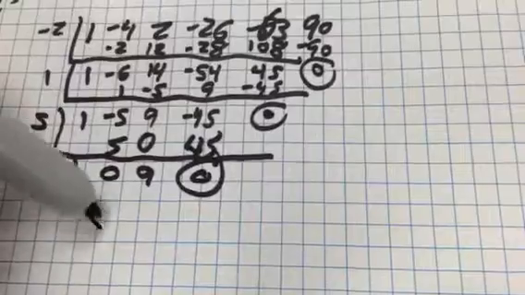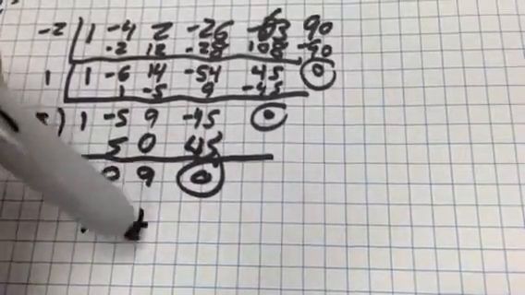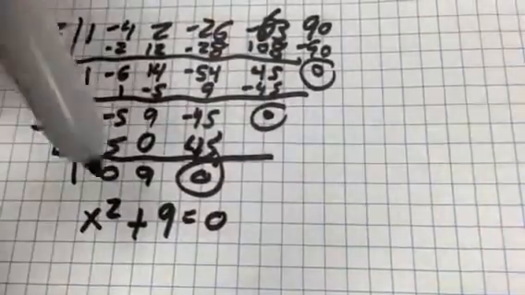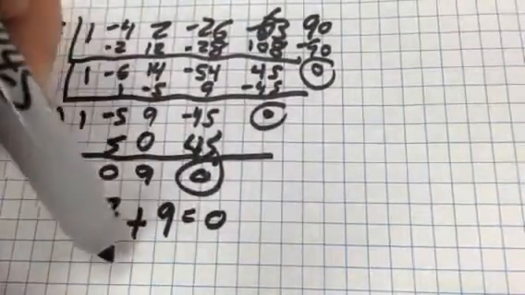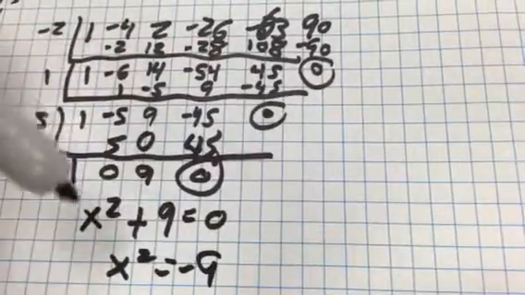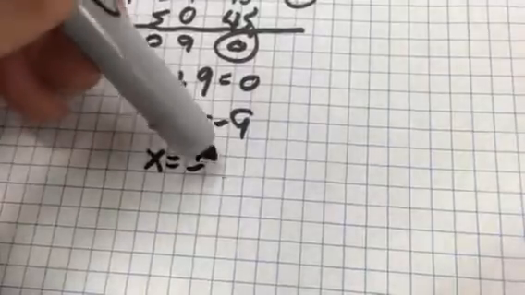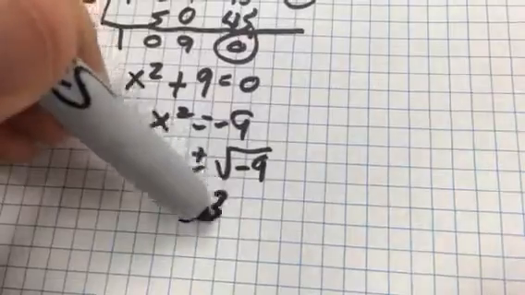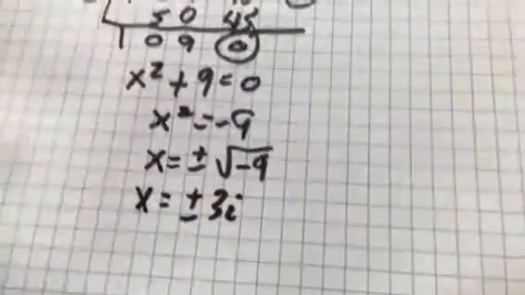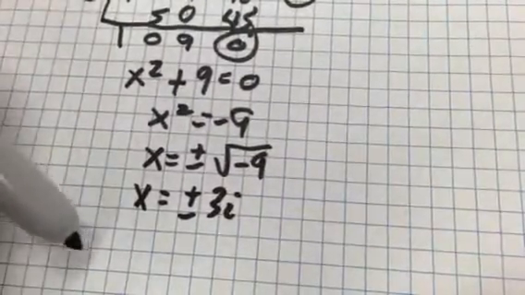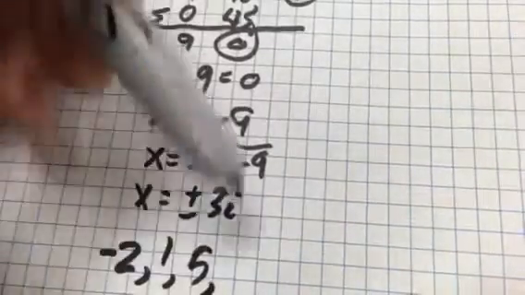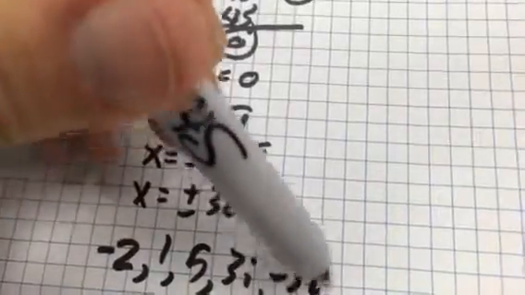And notice what I'm left with now is x squared plus 0x plus 9. And so let me see what I can get out of that. Set that equal to 0, and I solve that. Subtract the 9. Square root both sides. Square root of -9 is 3i. So there are my other two zeros. And so if I list all my zeros, they were -2, 1, 5, and 3i, and -3i.